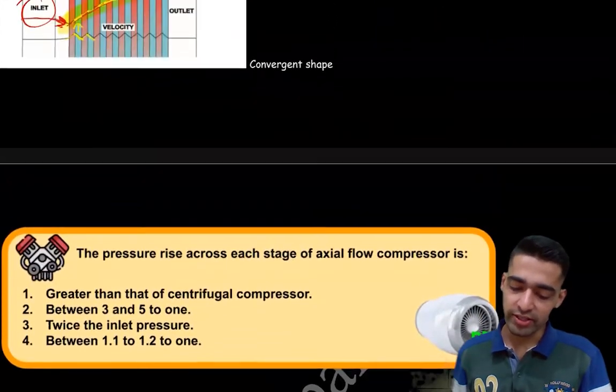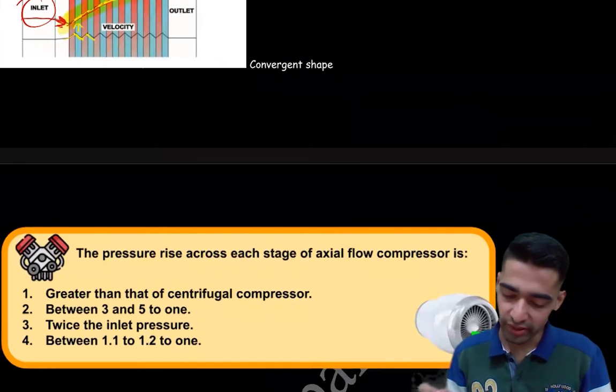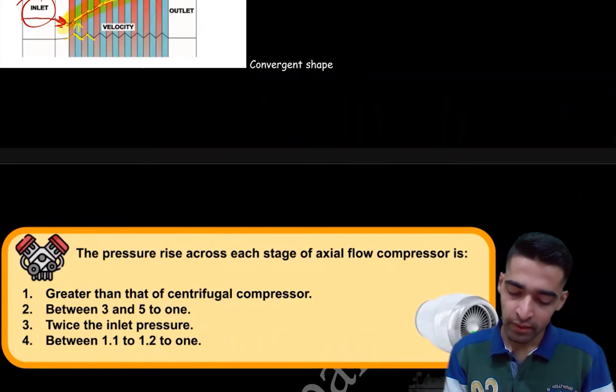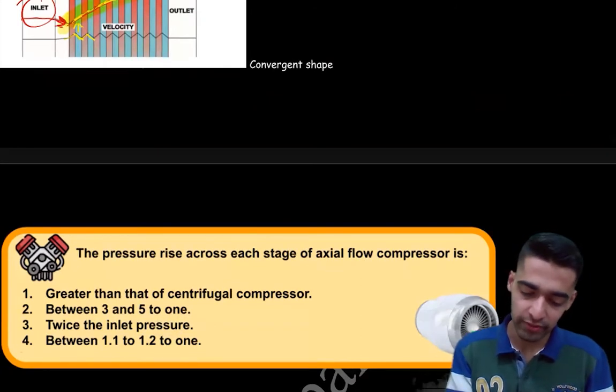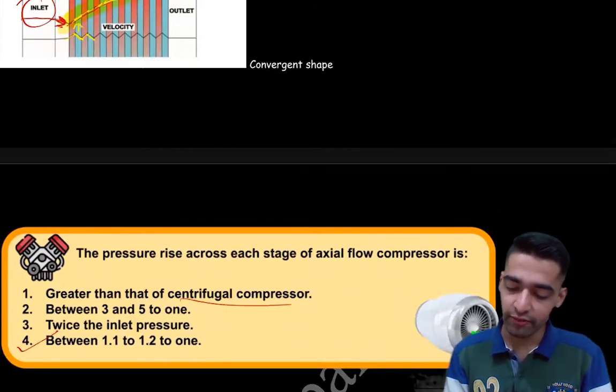So the first question is, the pressure rise across each stage of axial flow compressor is: first, greater than that of centrifugal compressor; between 3 and 5 to 1; twice the inlet pressure; between 1.1 to 1.2 to 1. We already know the answer. We just learned about this. It should be between 1.1 to 1.2 to 1 because it is not greater than the centrifugal compressor.